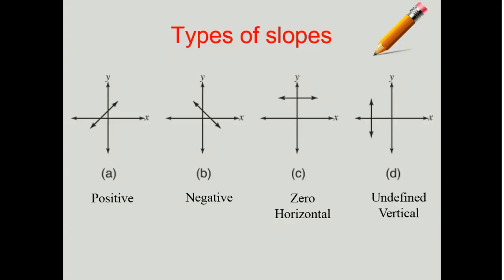What about when it's a vertical line? Well, those are undefined. It'd be 1 over 0 for our rise over run. That's why it's undefined.